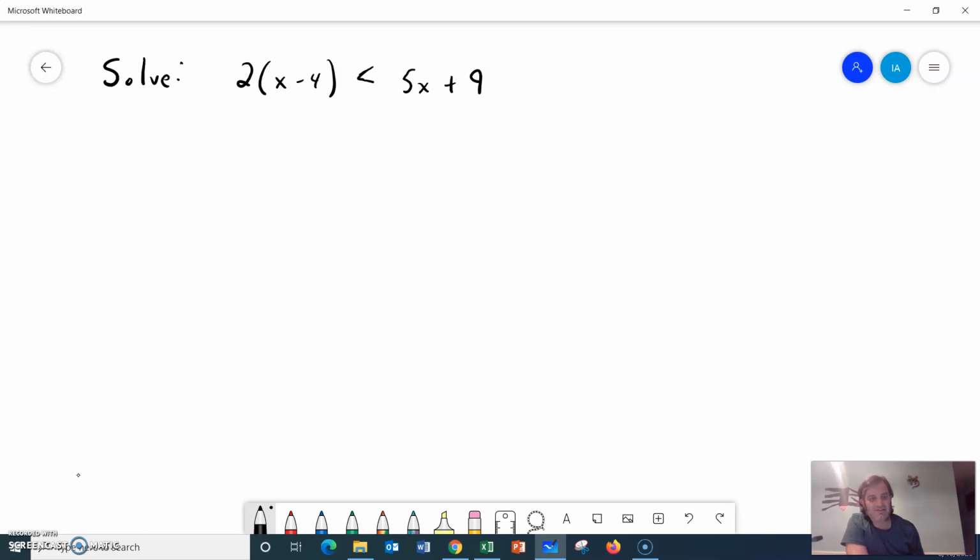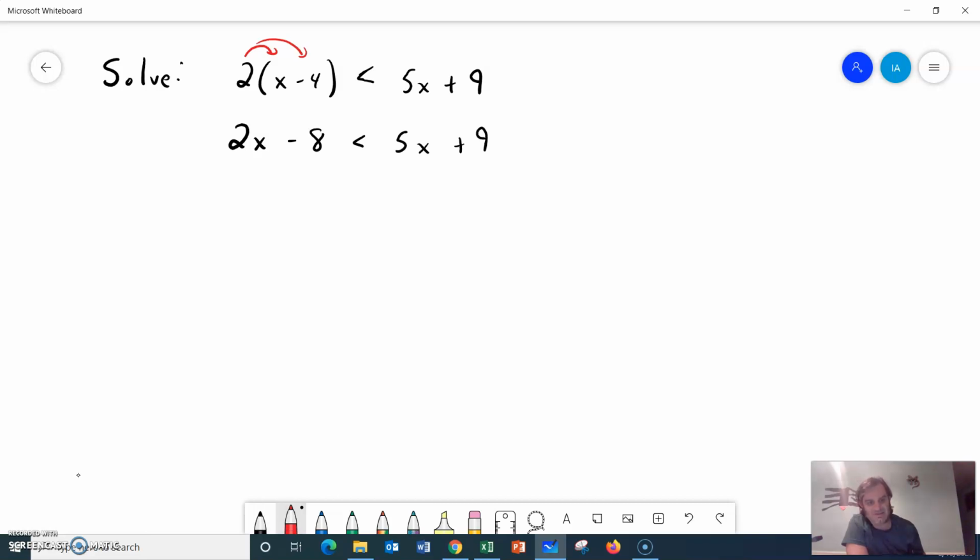So the next thing we look for is parentheses. So I can distribute this 2 into the parentheses and get rid of the parentheses so that I can move things around or reassociate them. So we'd have 2x minus 8, and that will still be less than 5x plus 9.